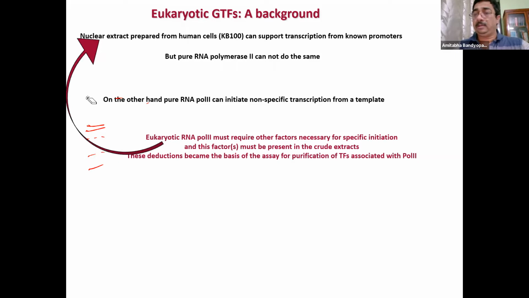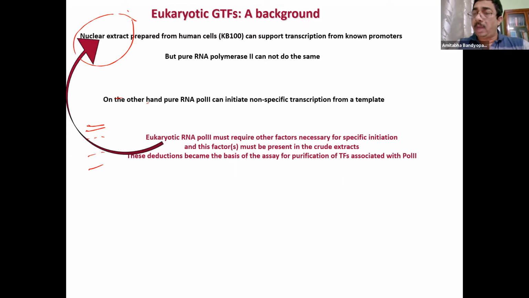require some other factors, and those factors must be present in the crude extract. That became the basis of the assay for the purification of transcription factors that are associated with RNA pol II. How would you do that? Simple. You take the pure DNA template where you know the size of the transcript if it is starting from the promoter. You add pure RNA pol II to it, add radioactive rNTPs and buffer, and you will not get specific transcription. Right? You will run it on a gel and you will get this kind of a thing.